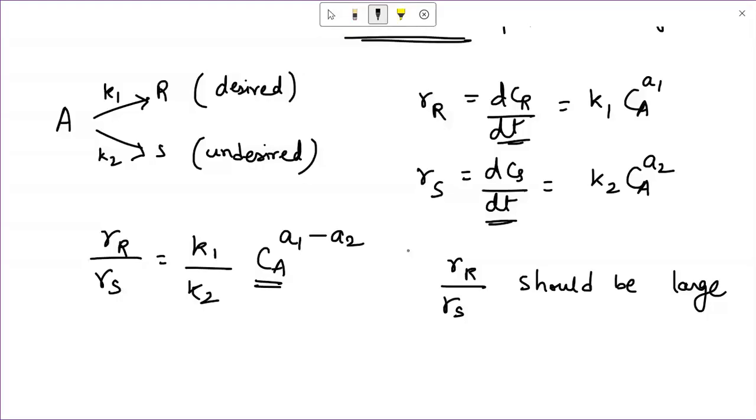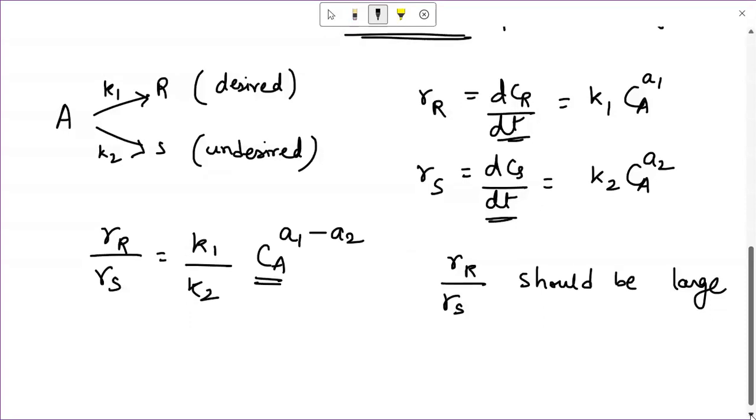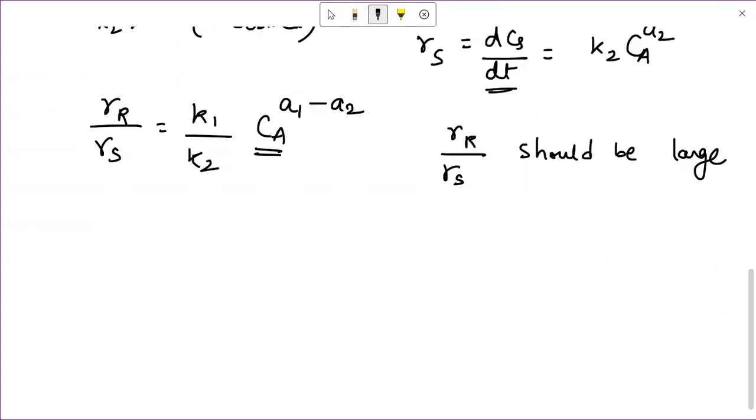Now when to choose what? How do we know when we are supposed to keep the reactant concentration high or low? For that we are going to use a mathematical analysis. Let's say we have a case where a1 is greater than a2.